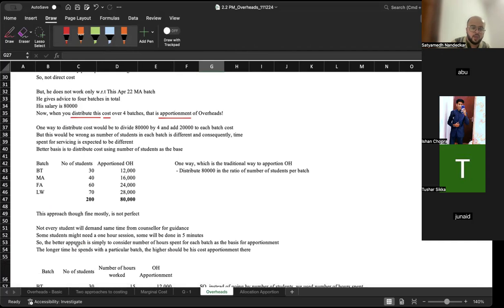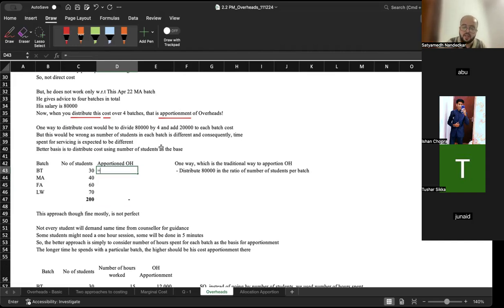Another way would be to distribute the cost on the basis of number of students. So BT batch has 30 students, MA batch has 40 students, FA batch has 60 students, and Law batch has 70 students. The total cost incurred is 80,000. Now, this career counselor is servicing 4 batches. One way of doing that was 80,000 by 4, but that was not very appropriate. Why? Because the number of students in each batch is different, so time spent with the students of each batch naturally will be different.